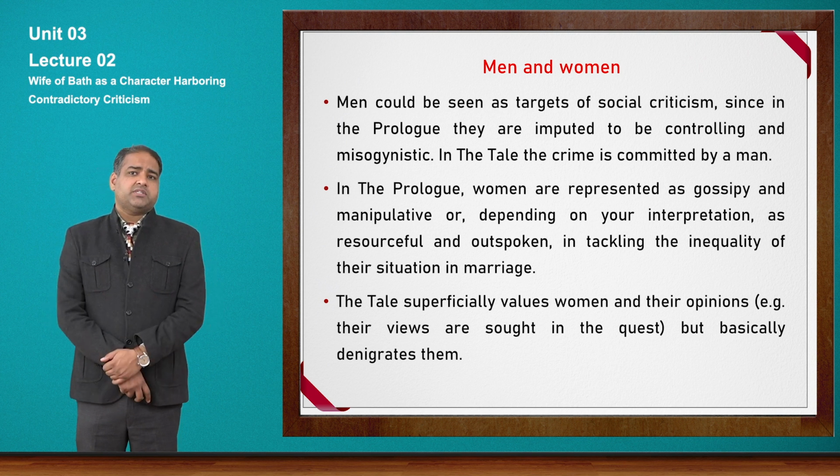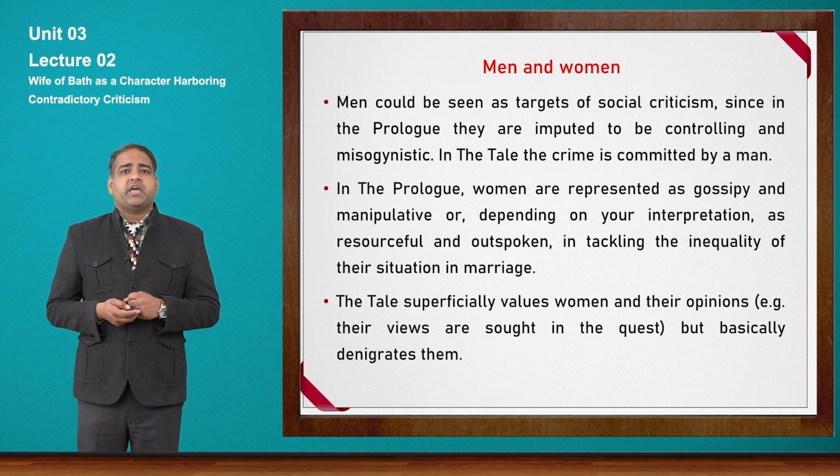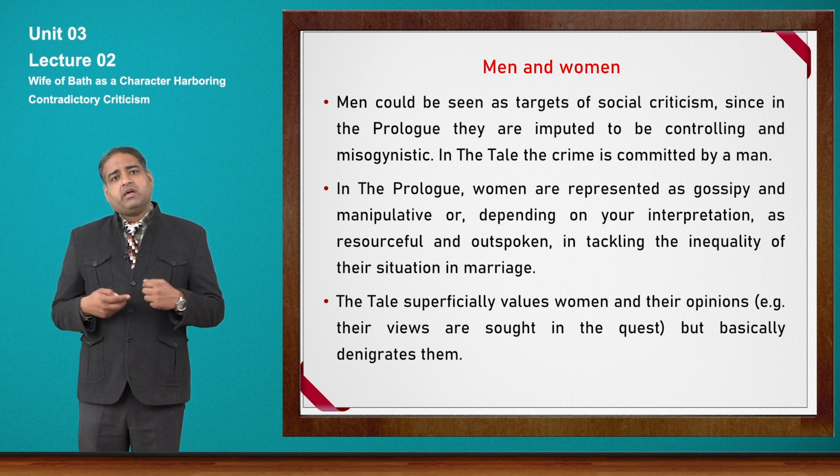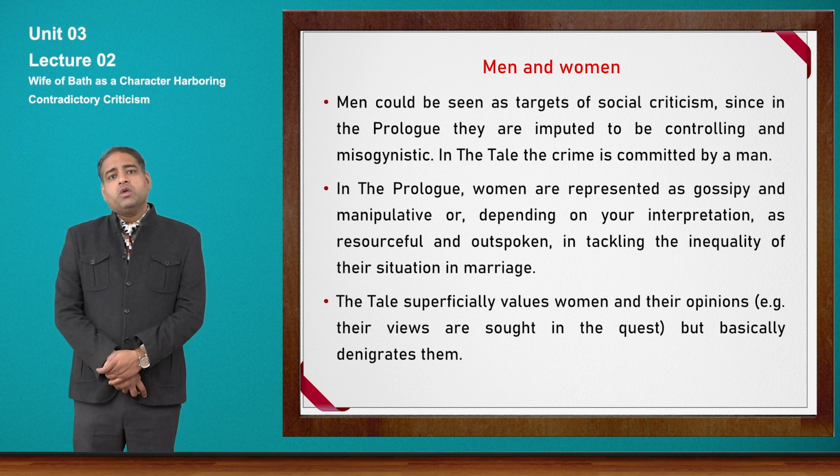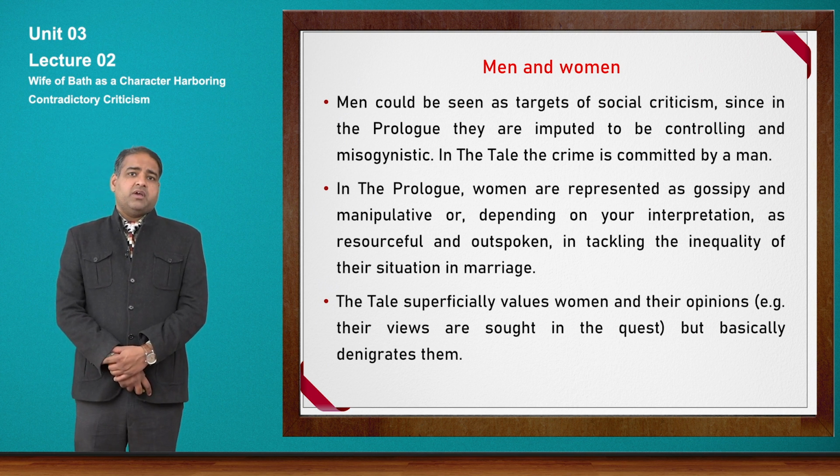When we look at this story, friends, we see that there is a kind of controlling and misogynistic approach in the Wife of Bath's story, by men over female, or female over male. In the tale, the crime is committed by a man. And what is that crime? All of you know that there is a knight who rapes a young girl in the beginning of the tale of the Wife of Bath.